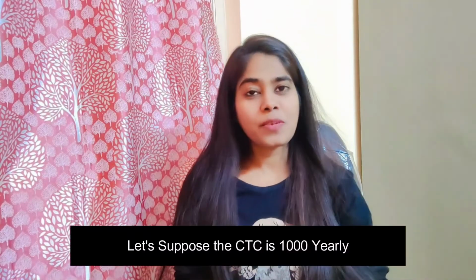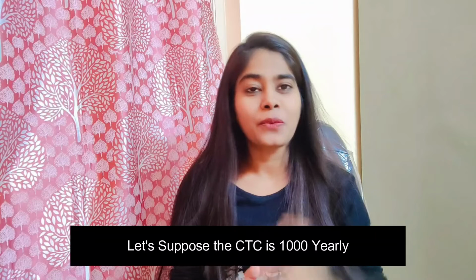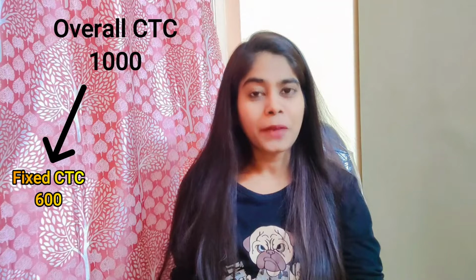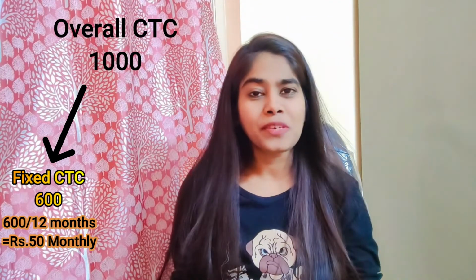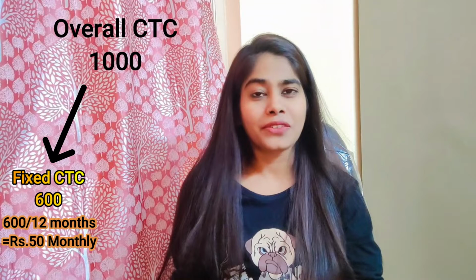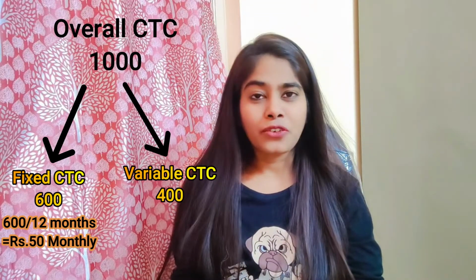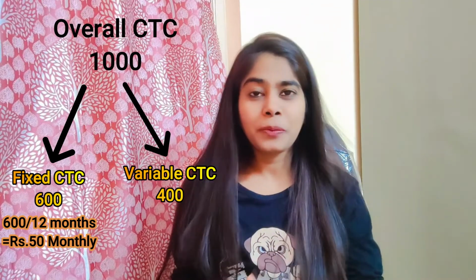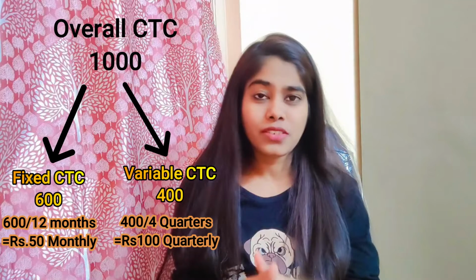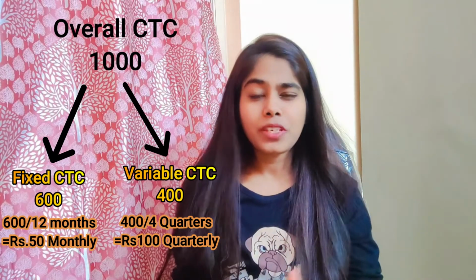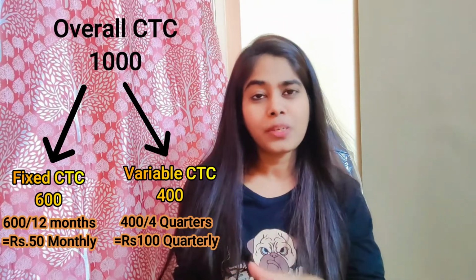Let me give you an example to clarify this. Let's suppose my CTC was 1000 rupees in 12 months. So out of 1000 rupees, 600 rupees was my fixed pay. So 600 rupees divided by 12 months, I get 50 rupees a month as a fixed salary. The remaining 400 rupees was my variable pay, and that was a quarterly bonus, they said. So 400 rupees divided into 4 quarters is 100 rupees in 1 quarter.